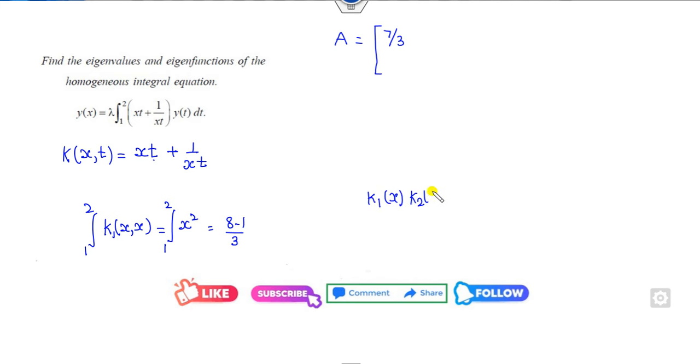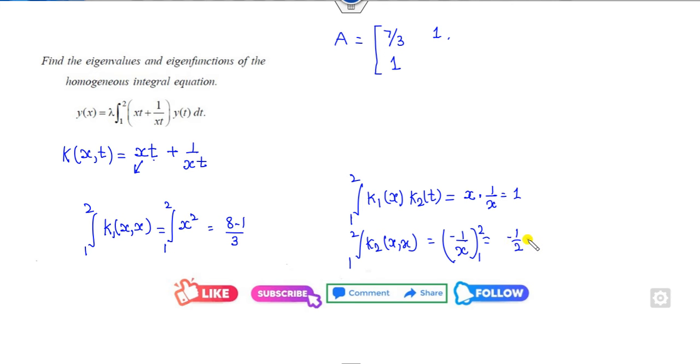Next, k1 x and k2 of t. K2 x is 1 over x, and that is 1. So the integration from 1 to 2 is 1. Because this is symmetric? Yes, it's symmetric, so this is also 1. What is k2 x comma x? That is 1 over x square. Integration of 1 over x square is minus 1 over x, so it is minus half plus 1, which is 1 over 2. So can you find the eigenvalues corresponding to this? You can say it is lambda square minus the sum of them, 14 plus 3 is 17, plus 7 over 6, minus 1 over 6. So you can find the eigenvalues.